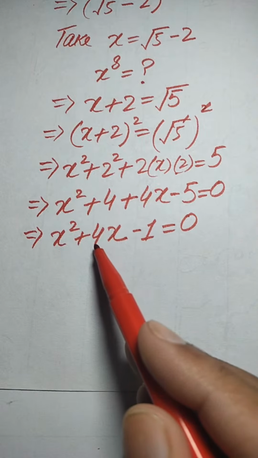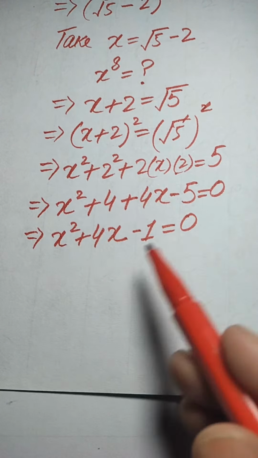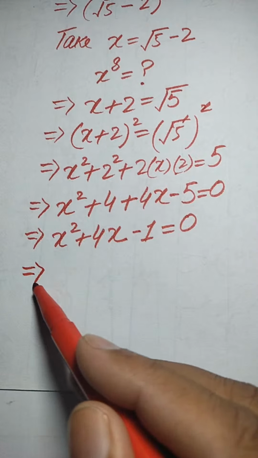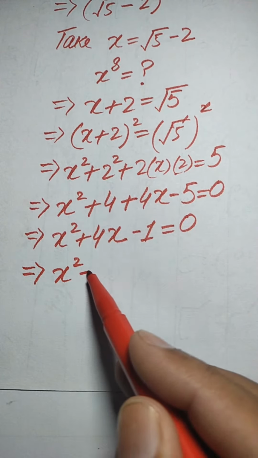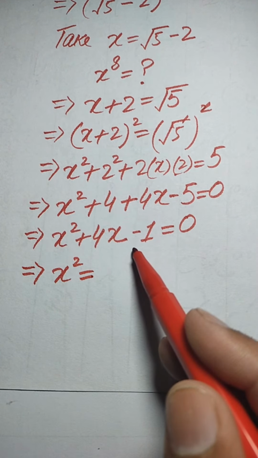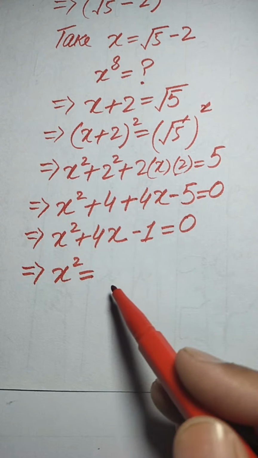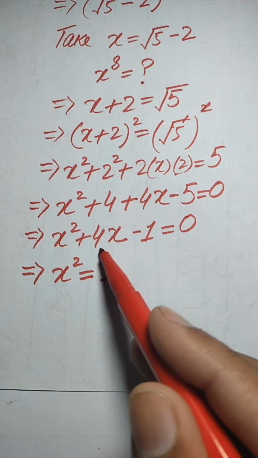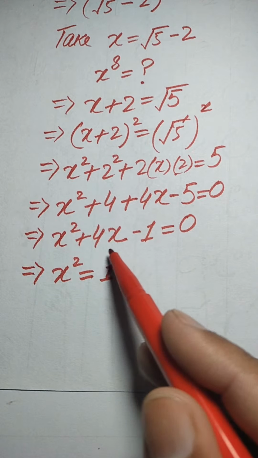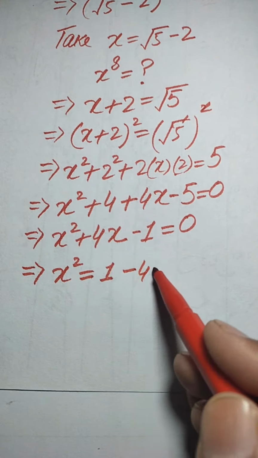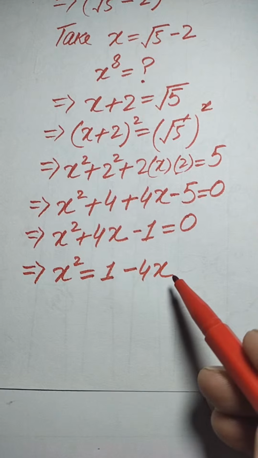So here we move 4x and minus 1 to the right hand side, and it will be written as x square equals, this is minus 1. When we move it to the right hand side, it becomes plus 1. This is plus 4x. When we move it to the right hand side, it becomes minus 4x.